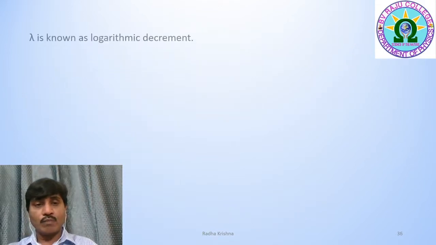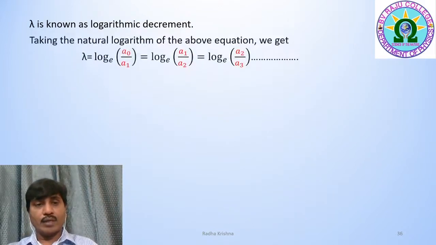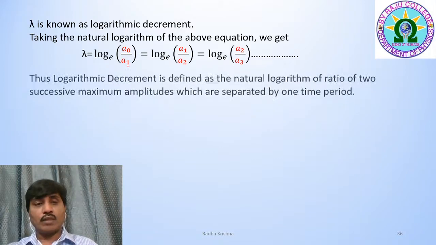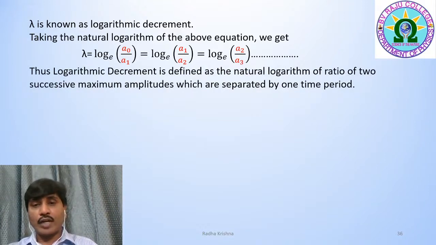Here λ is called the logarithmic decrement. Taking the natural logarithm of the above equation, we get λ is equal to log A0/A1 to the base e, is equal to log A1/A2 to the base e, is equal to log A2/A3 to the base e, and so on. So the logarithmic decrement is defined as the natural logarithm of the ratio of two successive maximum amplitudes which are separated by one time period. So the logarithmic decrement represents how the amplitude of a damped oscillator dies away with time.